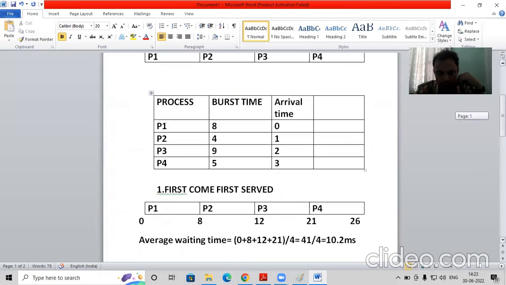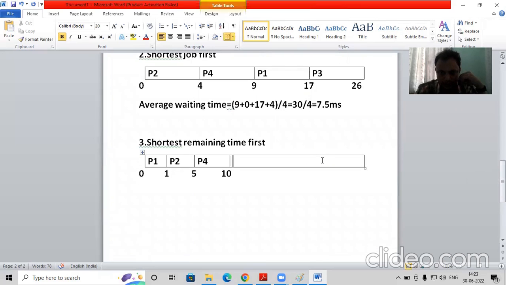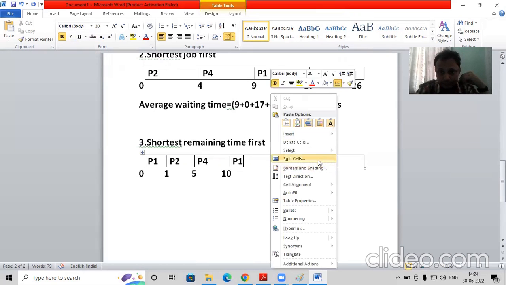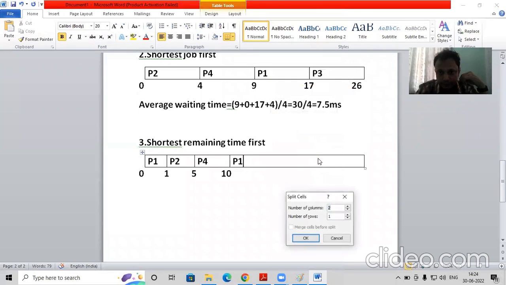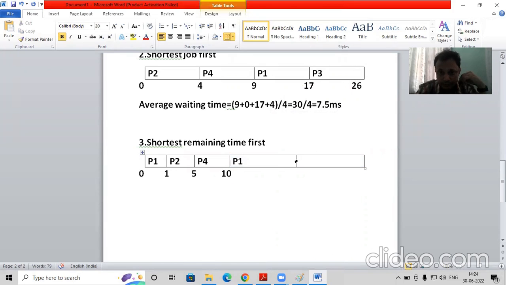Okay. So P1, here it is P1's remaining time. P1 will execute in its remaining time. Remaining time is 7 milliseconds. That is 10 plus 7 is 17.